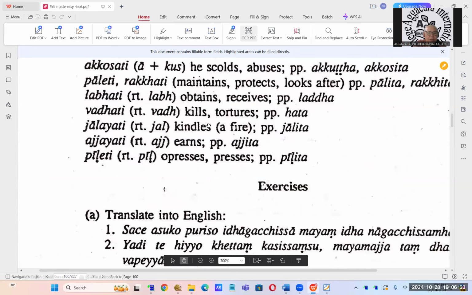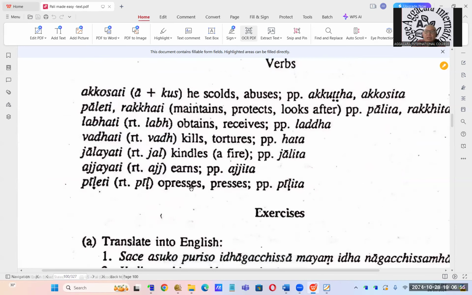Now vocabulary. You can see the verbs have become fewer because it's quite near the end of the lesson already. Akosati, a and kus, right? So when combined, then the kk. When you get kk, the a becomes short a, okay? So scolded, and then akuta, akosita, all right? So not so difficult. Because ks, when you combine with the ta, it becomes tth. We have seen this many times already, right? So there are two forms, akuta, akosita.